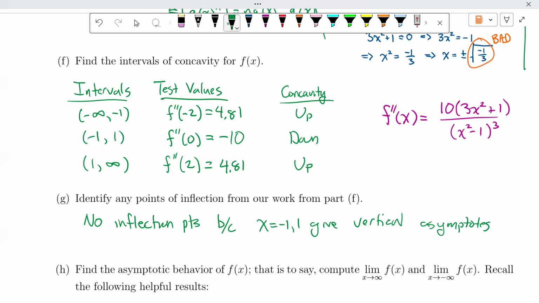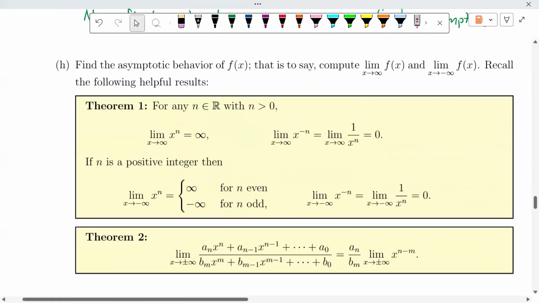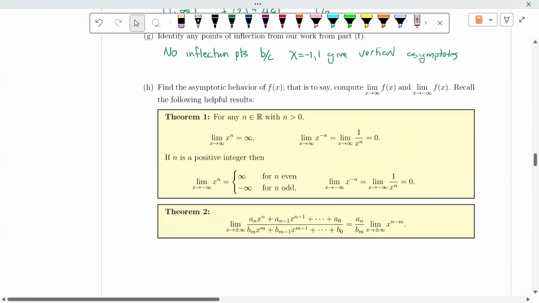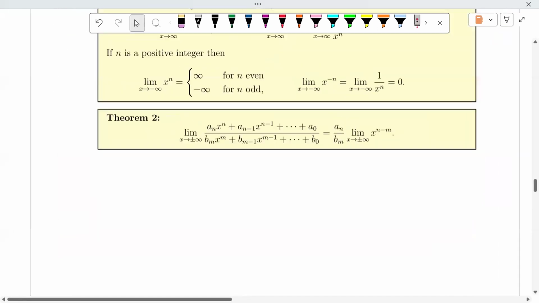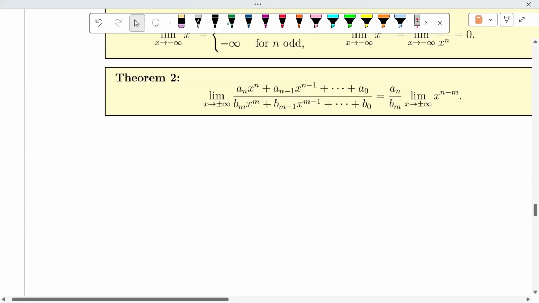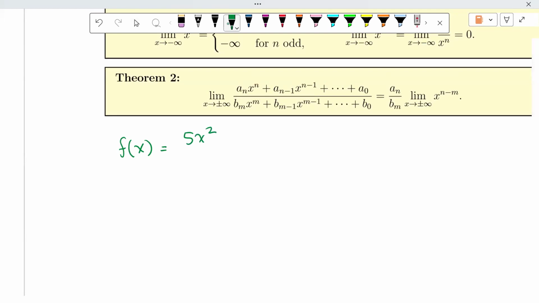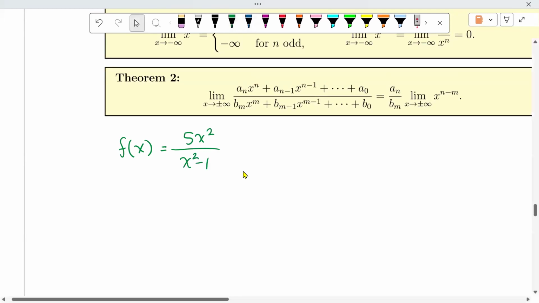All right, let's go back to the original function. What was the original function? The original, oh boy, look at this. Do you remember all this fun stuff? This was fun, yeah, lots of fun. All right, so our original function, just so we have it here, was 5x squared. Was it 5x squared over x squared minus 1? That's what it seems like. So we have this function 5x squared over x squared minus 1.